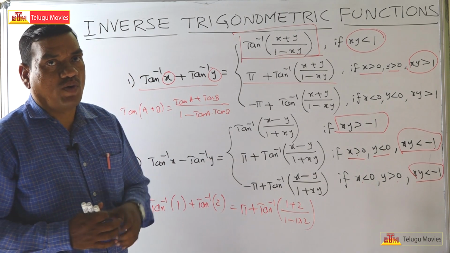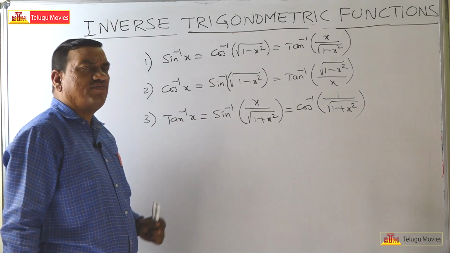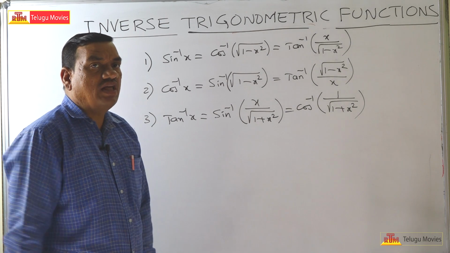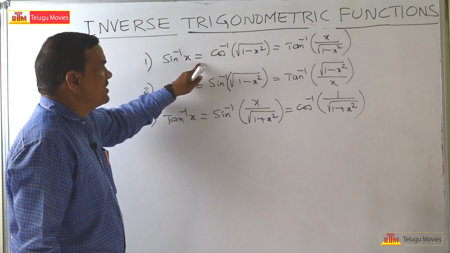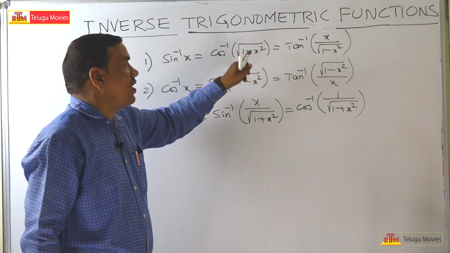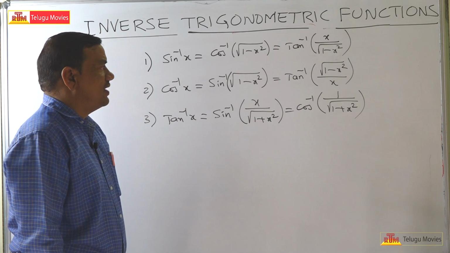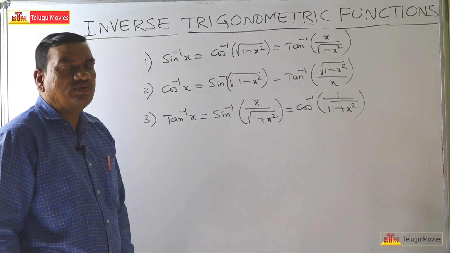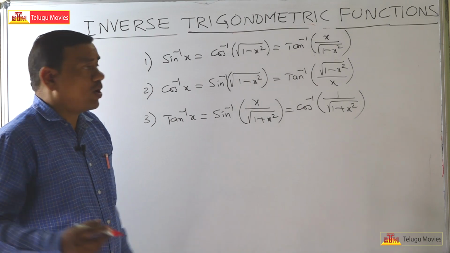Let us see some more properties. They are very, very useful while solving problems. Here the properties: sin inverse of x is equal to cos inverse of root of 1 minus x square, and also tan inverse of x by root of 1 minus x square. These properties can be proved using proper substitution.